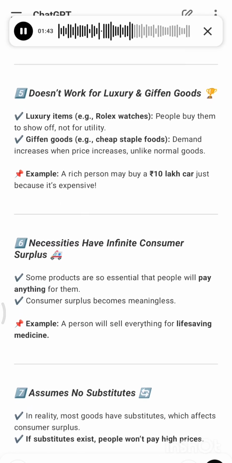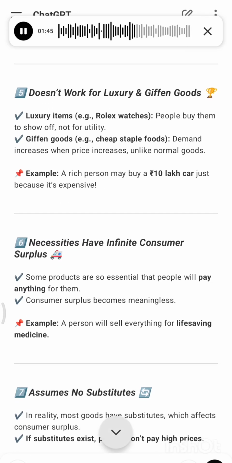6. Necessities have infinite consumer surplus. Some products are so essential that people will pay anything for them. Consumer surplus becomes meaningless. Example, a person will sell everything for life-saving medicine.